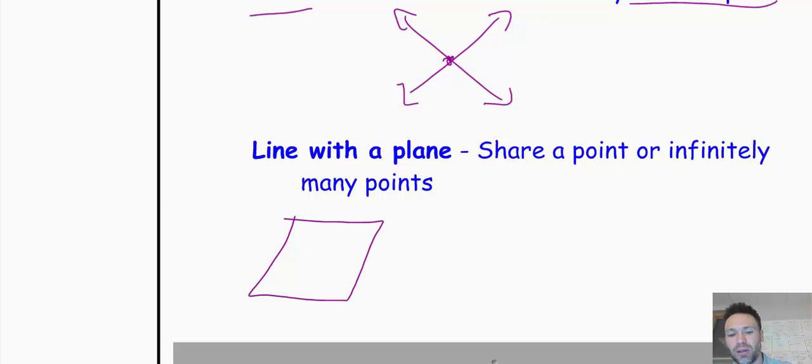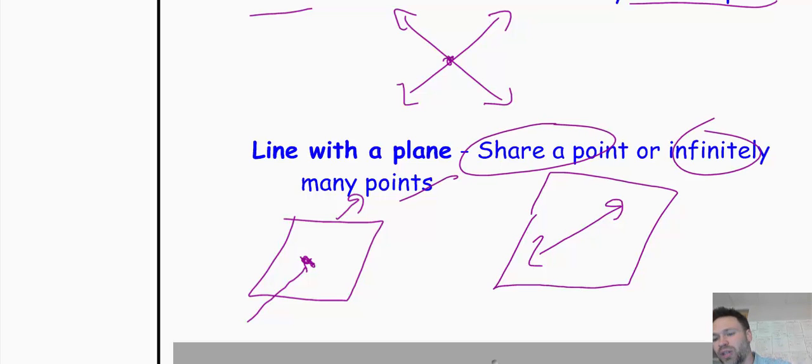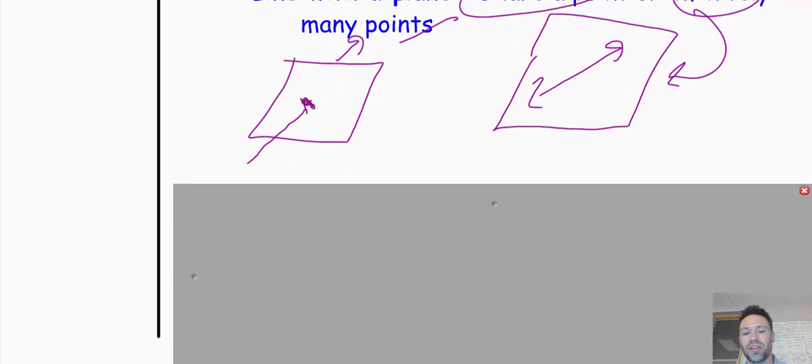Here are the two pictures. One of them we've already talked about. So here's my line that intersects the plane. And I share that point in common there. Or I can have that line be on the plane. Okay? Notice this line here is on the plane. This one goes through the plane, so they share a point in common. So this one they share a single point. This one they share infinitely many points together. All right, moving on.